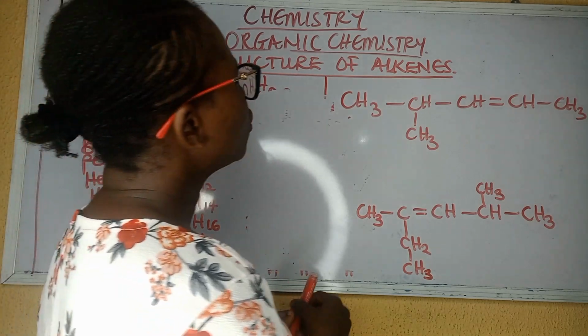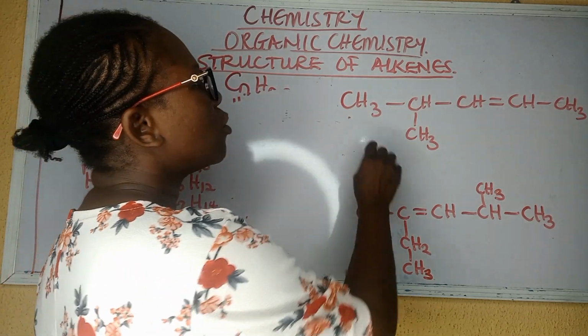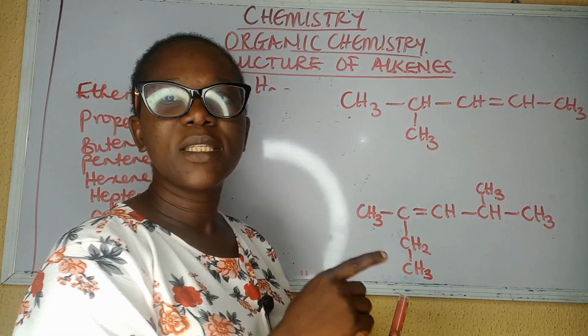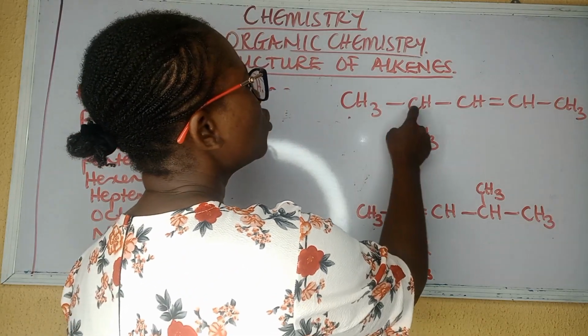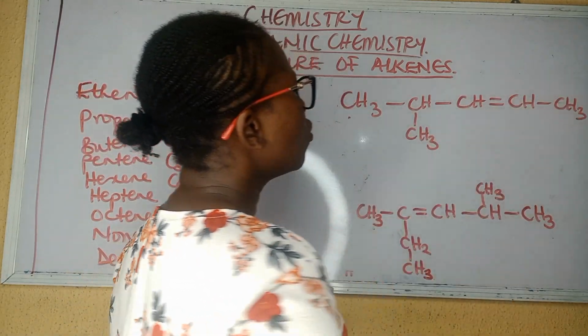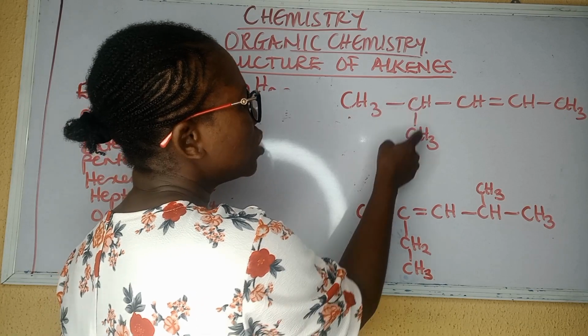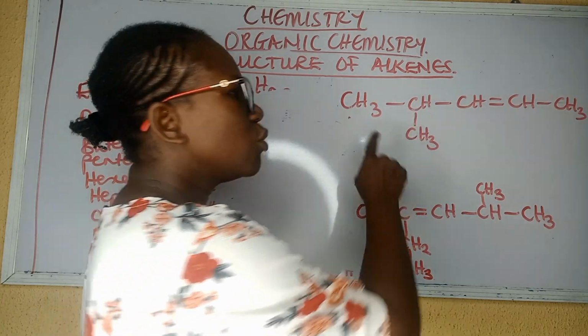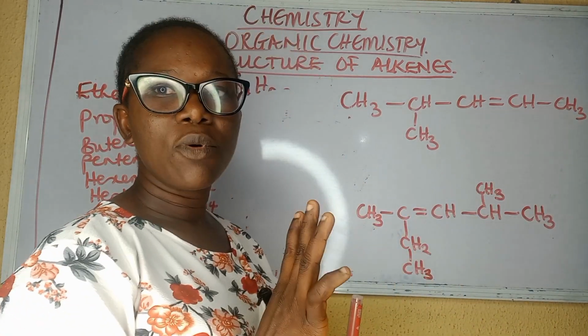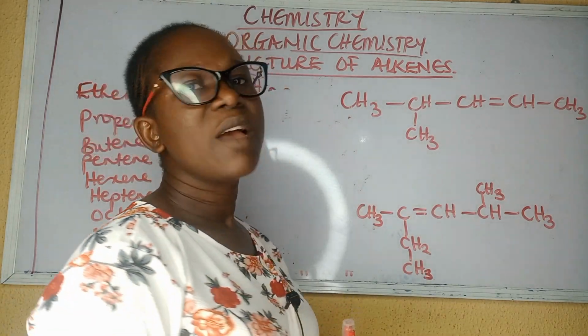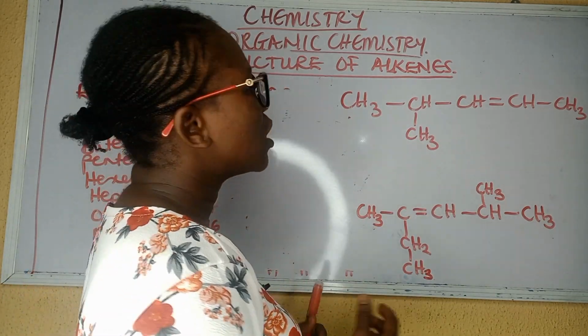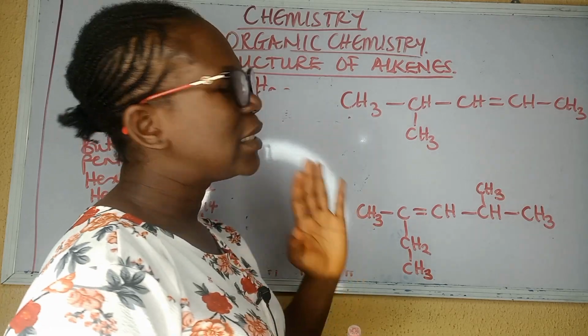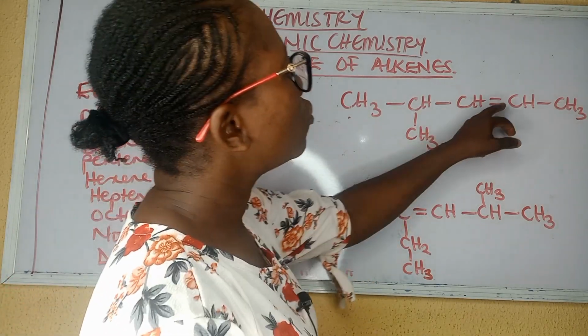Now let's look at the first one. We have to identify this compound. The first thing is to look at the longest root hydrocarbon. 1, 2, 3, 4, 5. If you look at this side, 1, 2, 3, this root is shorter. So this is the longest, 5 carbon. Now what kind of functional group do we have here? We have a double bond. So this is an alkene, and then it is pentene. But the double bond is on carbon 2.